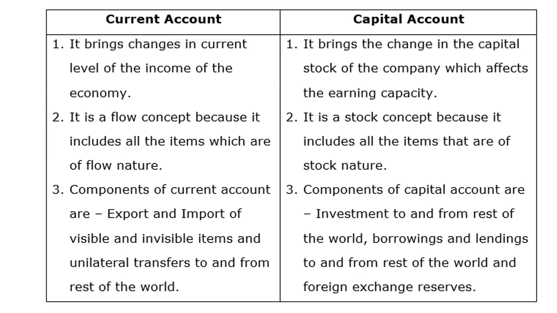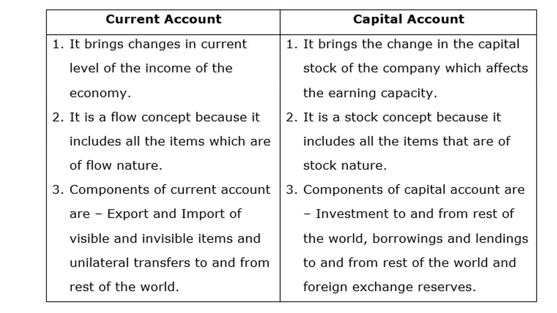It is a flow concept. Current account is a flow concept because it covers all items which are flow in nature, like goods, transfers, visible items, invisible items. So all the visible items will come. This is a flow type transaction. So it will cover flow, and capital account is the stock concept. Capital account is a stock concept because it includes all the items that are of stock nature, like financial assets. Financial assets will not flow from one place to another. No, they will be stable. So it is a stock concept.